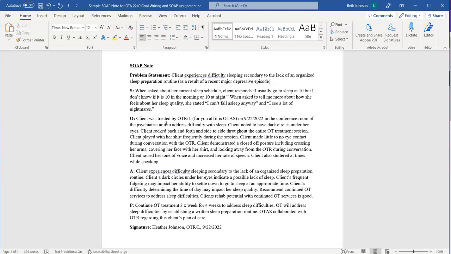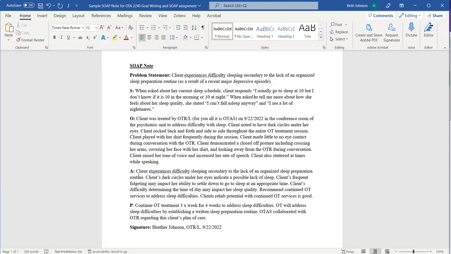So each one of those things I can observe. It's not a judgment. It's not an assumption. Those are things that I could actually see happening. Then in your A, or your assessment section, the first thing you're going to do in that section is you're going to restate the problem. So client experiences difficulty sleeping secondary to the lack of an organized sleep preparation routine.